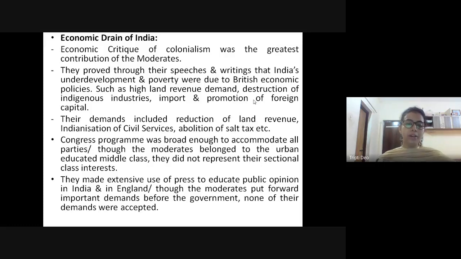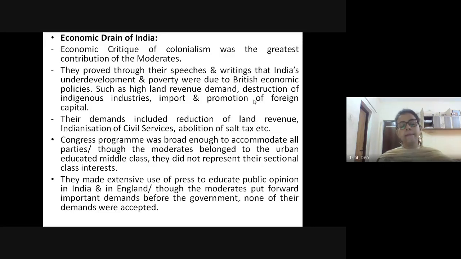Now, the moderates said, no, they are a colonial power. They are here for economic exploitation. They are draining the wealth of India, right? So the biggest contribution of the moderates is the economic critique of colonialism, which is the drain of wealth theory, right?